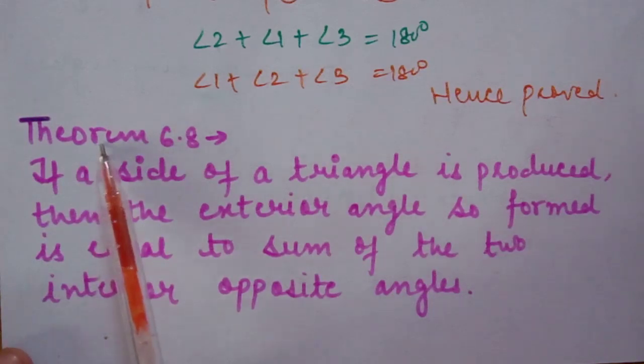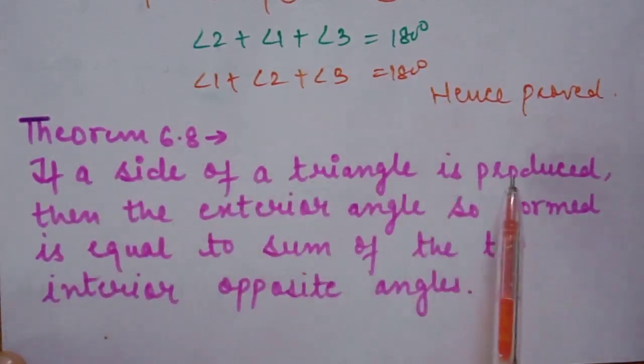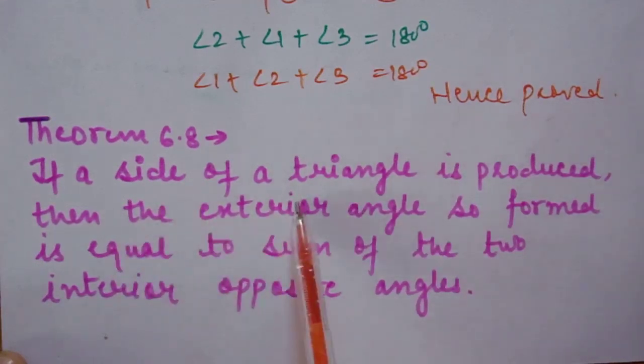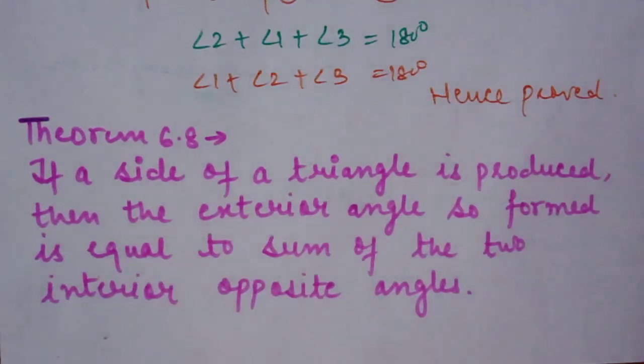Theorem 6.8 is: if a side of a triangle is produced, then the exterior angle so formed is equal to the sum of two interior opposite angles. Students, you know this theorem from your previous classes also. We called it the exterior angle property. So, what is the exterior angle property?